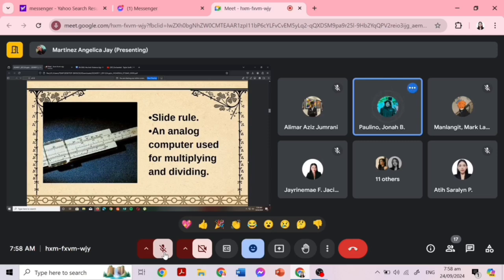A slide rule is an analog computer used for multiplying and dividing. In other terms, it is a calculator. A slide rule is a hand-operated mechanical calculator consisting of slidable rulers for evaluating mathematical operations such as multiplication, division, exponents, roots, logarithms, and trigonometry. This was the calculator before.